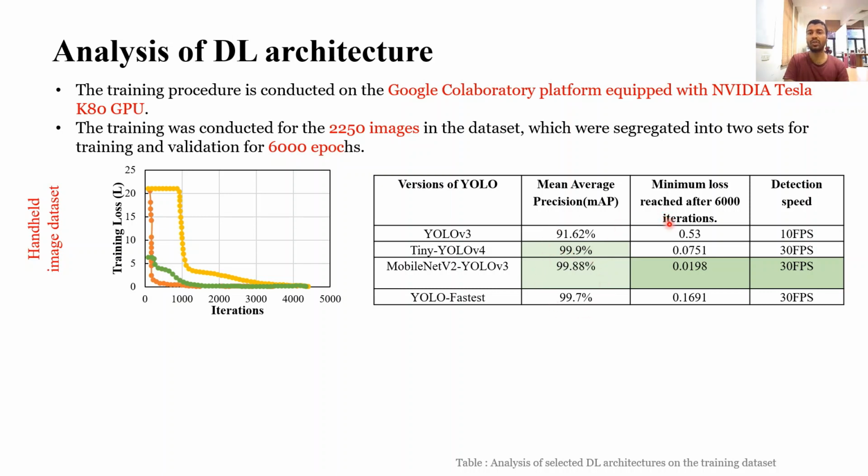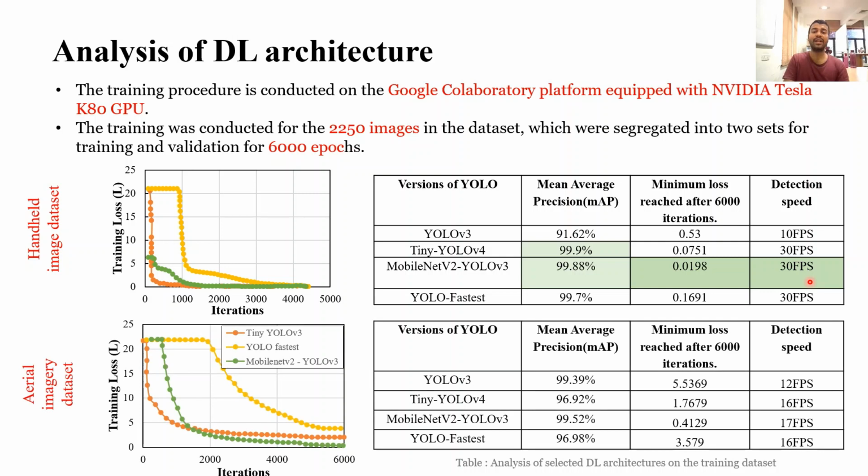Also, YOLO has a greater loss in comparison to the lightweight frameworks, and the lightweight frameworks can guarantee a detection speed 3 times that of the standard YOLO V3 framework. We also find that among all of these setups, the MobileNet V2 YOLO V3 setup proves its superiority because of a comparable mean average precision, less loss after the training iterations, and a higher detection speed.